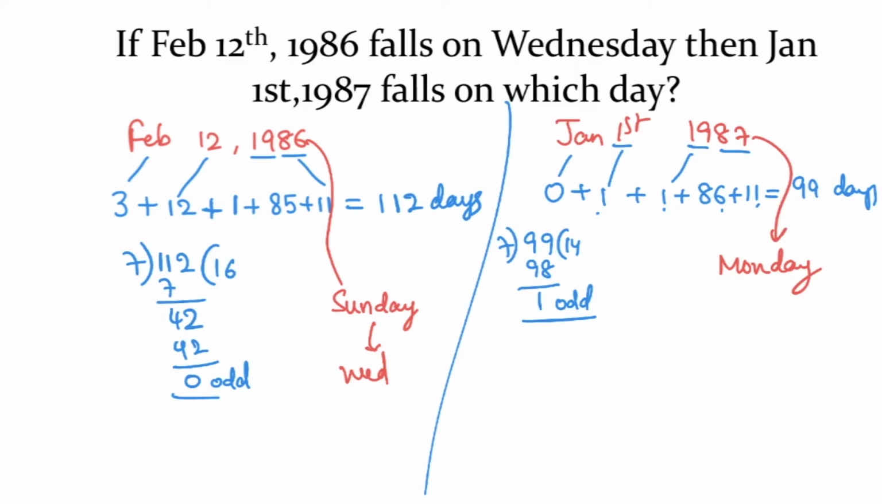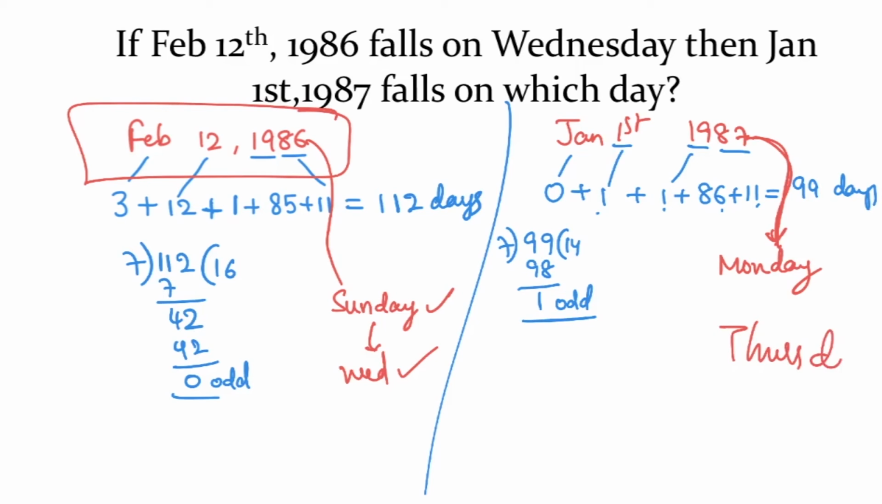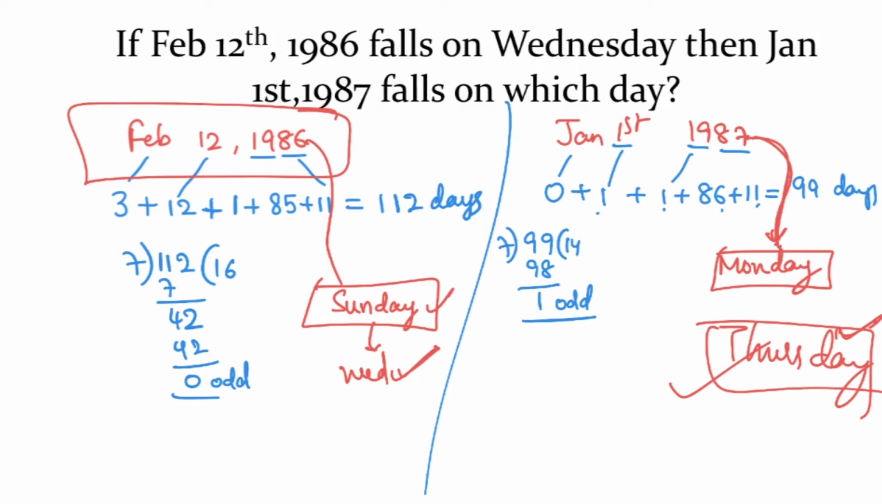If you see, Feb 12th 1986 was actually Sunday but given as Wednesday, so 3 days added. Jan 1st 1987 is actually Monday, so it will be given as Tuesday, Wednesday, Thursday. It will be given as Thursday. Actually it is Sunday but given as Wednesday. Actually it is Monday, would be given as Thursday. Answer is Thursday. So find the actual days. Actual day Sunday is replaced with Wednesday. Similarly, with what day do you replace Monday?